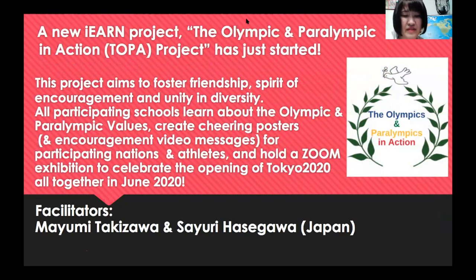So here, finally, let me introduce a new iEARN project, the Olympics and Paralympics in Action project, TOPA, which has just started. This project aims to foster friendship, spirit of encouragement, and unity in diversity. All participating schools learn about the Olympic and the Paralympic values, create cheering posters, and encouragement video messages for participating nations and athletes, and hold a Zoom exhibition like this to celebrate the opening of Tokyo 2020 all together in June 2020. Facilitators, Sayuri Hasegawa and Mayumi Takizawa.